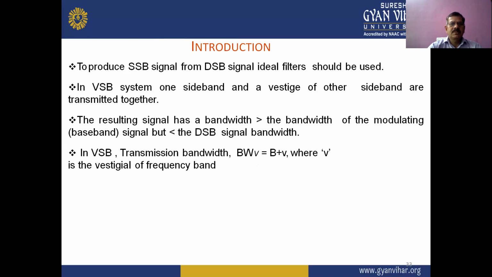To produce an SSB signal from a DSB signal, an ideal filter should be used. In a VSB system, one sideband and a vestige of the other sideband are transmitted together. The resulting signal has a bandwidth greater than the bandwidth of the modulating baseband signal, but less than the double sideband signal bandwidth. In VSB, the transmission bandwidth equals the bandwidth plus V, where V is the vestigial frequency band.